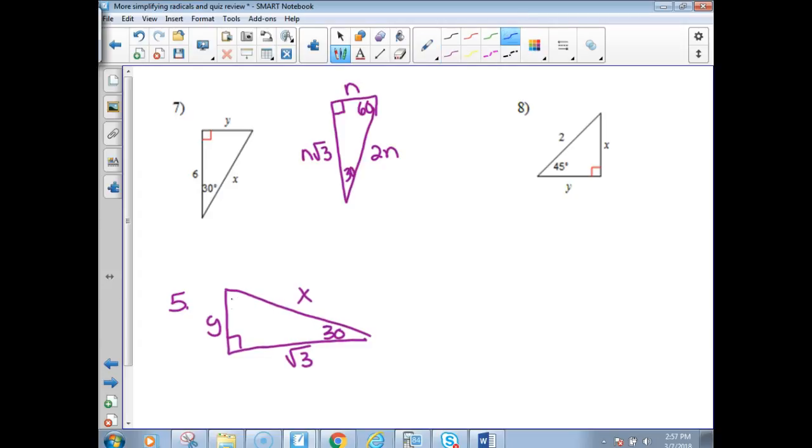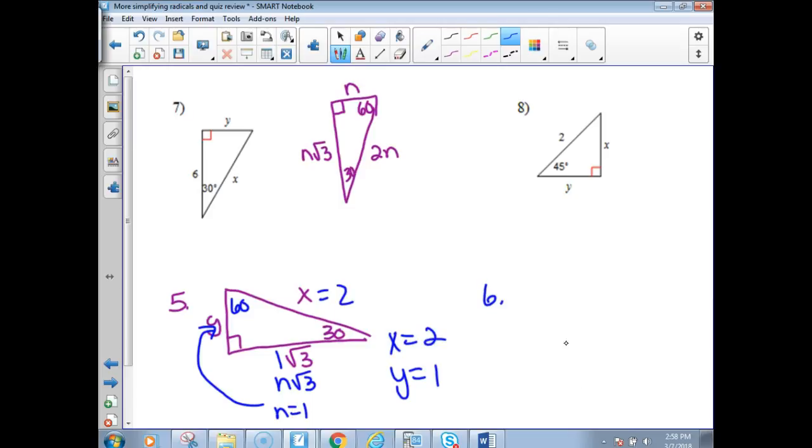Okay, we know this is 60. We know that we have the side across from the 60, which is the side that's labeled n root 3. So what's n? What's the number in front? If it's just the square root of 3, what's the number in front? 1. Okay, which means n is 1. That would be the y value. So y equals 1, and x is 2 times it, 2.